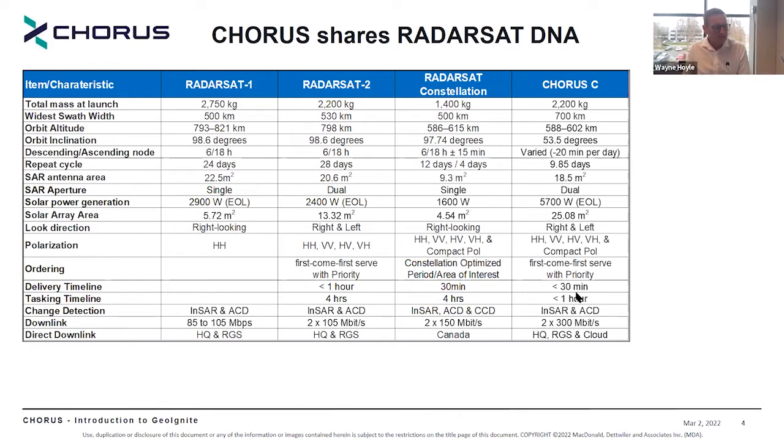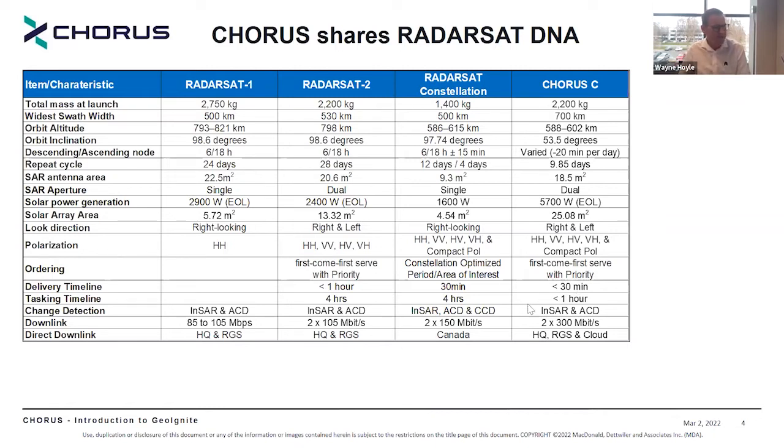One of the key attributes that we have with RADARSAT 2 is that we have a priority-based ordering where customers can specify the exact location that they're looking for and when they want that image to be collected. We can lock that in and guarantee that delivery. That's going to be carried forward with CHORUS. So it's going to be a first come, first serve priority-based ordering.